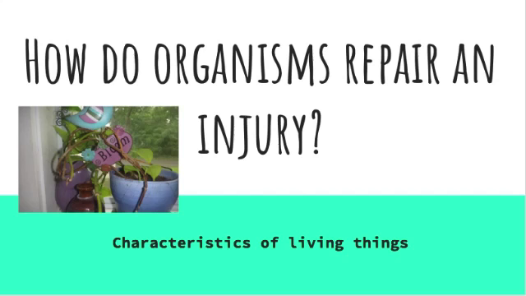So this video relates to our phenomenon, how do organisms repair an injury? And we're going to focus this video on characteristics of living things. Scientists classify or put things in categories based on things that all organisms have in common. All organisms need to have specific characteristics in order to be classified as living. If they do not meet these characteristics or criteria, they cannot be living.